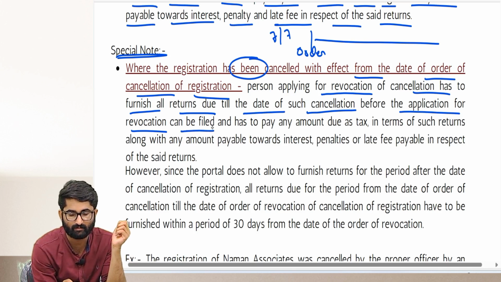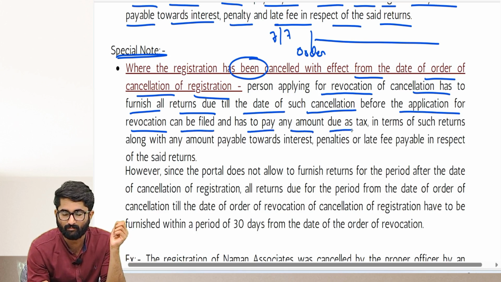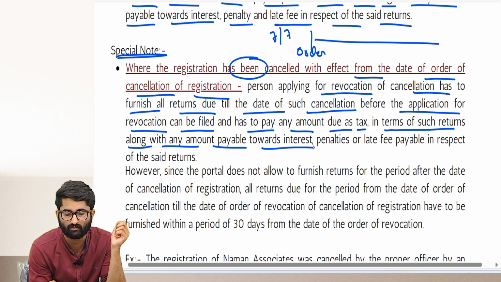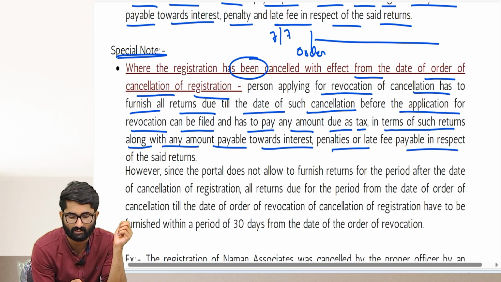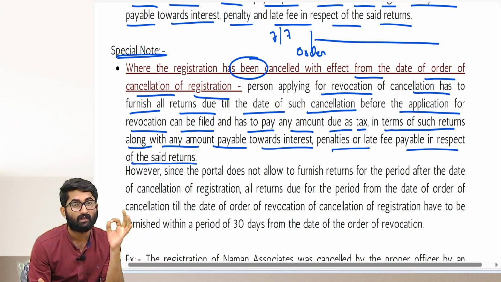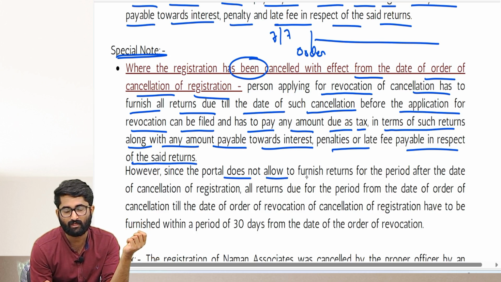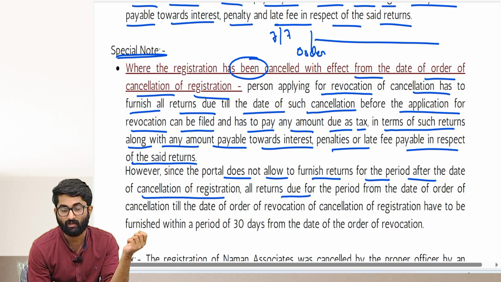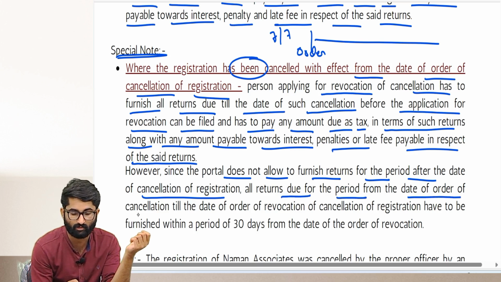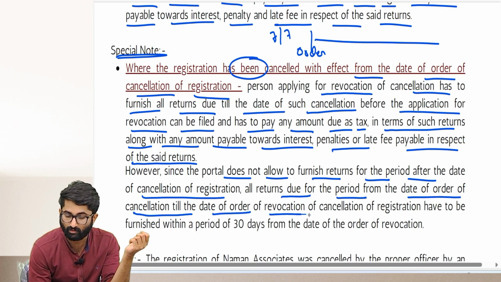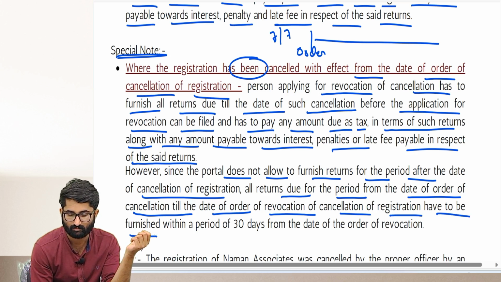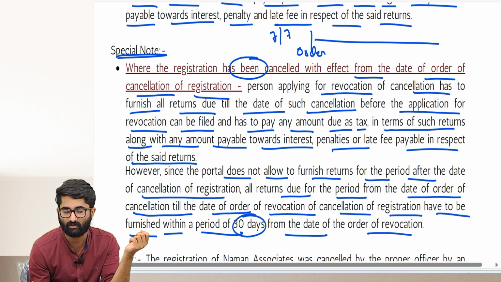Then the application for revocation can be filed, and you have to pay any tax due in terms of such returns along with the interest, penalty or late fee payable. However, since the portal does not allow furnishing returns for the period after the date of cancellation of registration, all returns due for the period from the date of order of cancellation till the date of order of revocation have to be furnished within 30 days from the date of order of revocation.